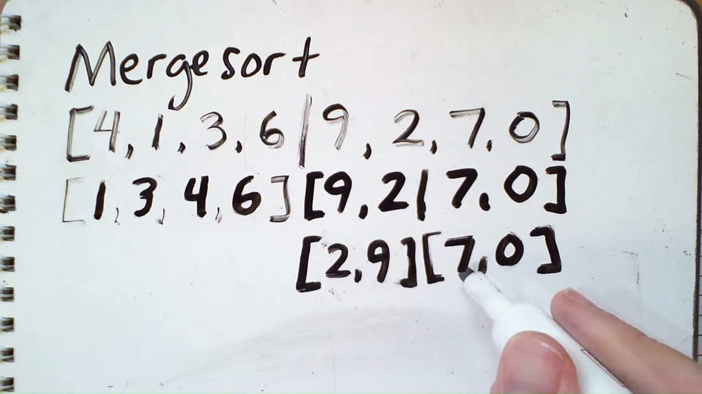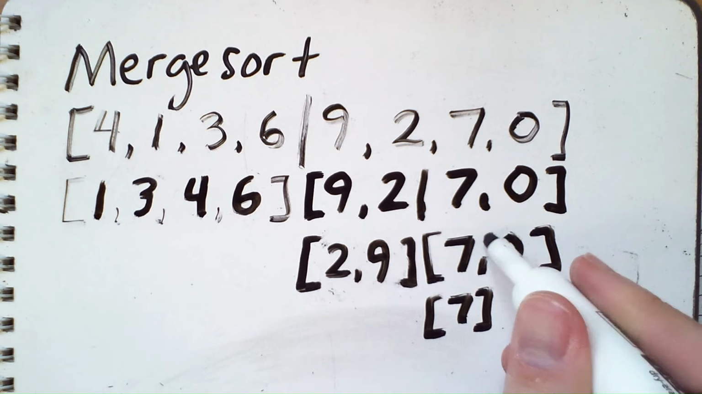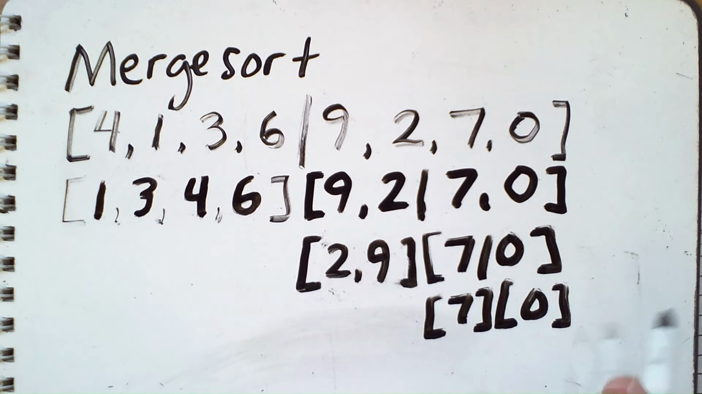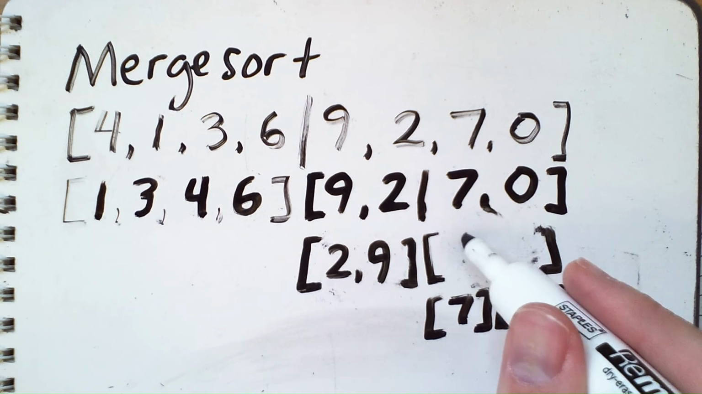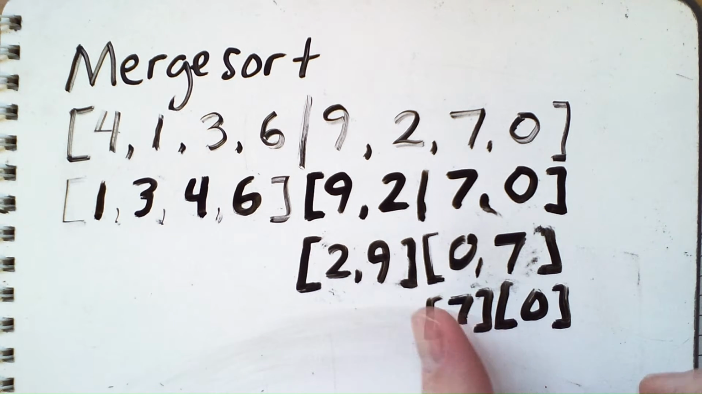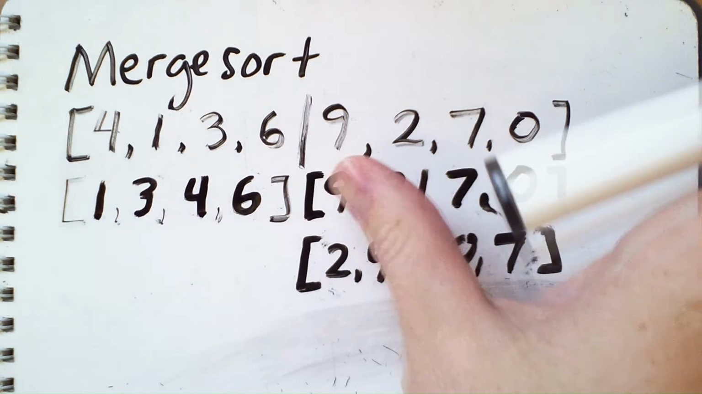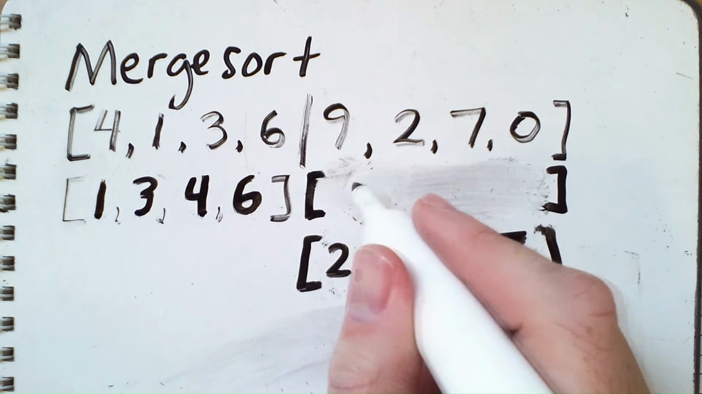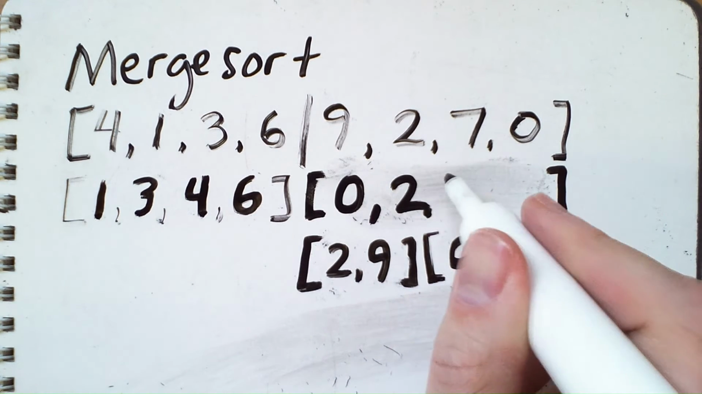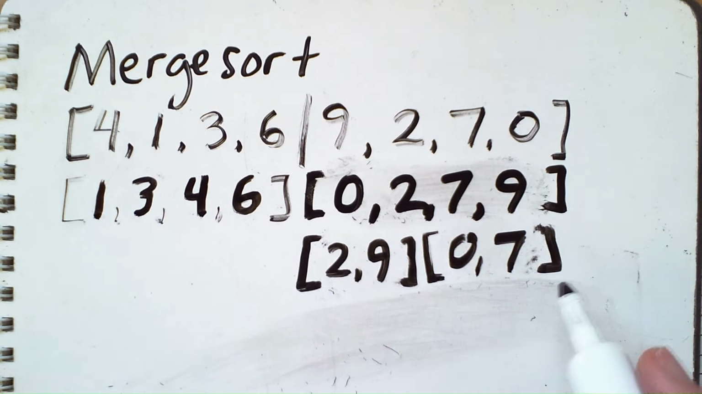And then the left side of that subarray and the right side of that one. Now we merge those results, which means we get 0 here and 7 there. And then these recursive calls go away. And now it is time to merge these two subarrays into here. So we merge them, starting with the 0 from there, then the 2, then the 7, then the 9. Then these recursive calls go away.